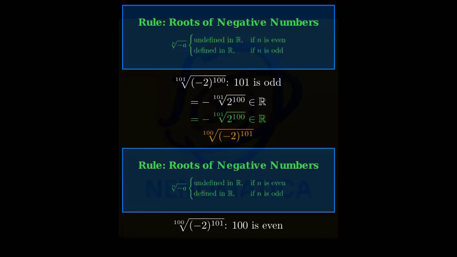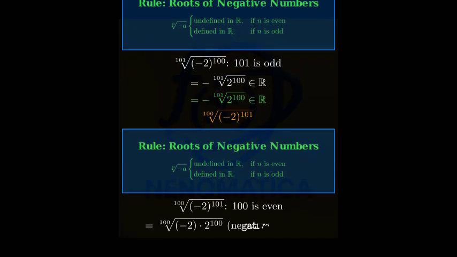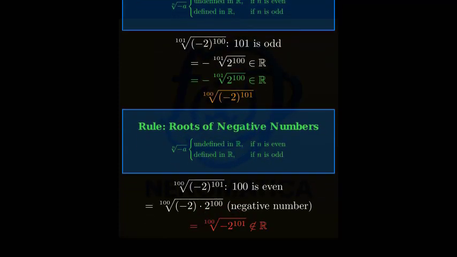When we simplify, this equals the 100th root of -2 times 2 raised to the power of 100. Since -2 times 2 to the power of 100 is negative, and we're taking an even root, this expression is not defined in the real number system. Therefore, this expression does not belong to the set R of real numbers. We denote this by writing not an element of R.